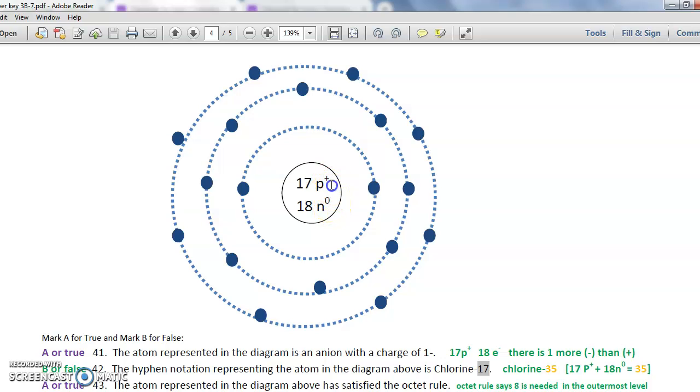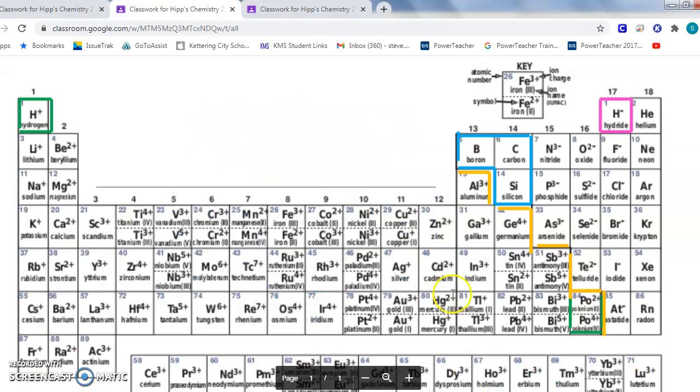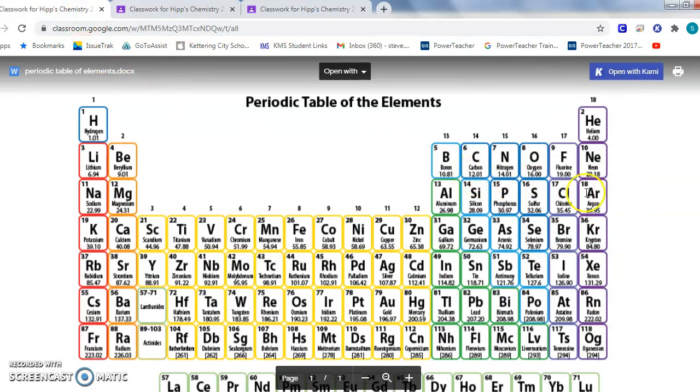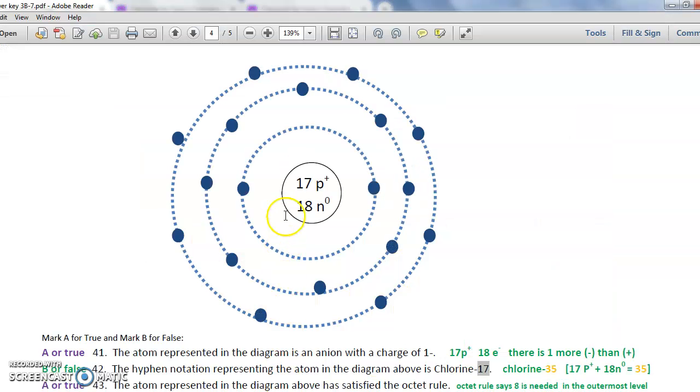Which of these numbers tells us what the element is? Number 17. 17 protons does. So this is atomic number 17. So who is this element in the picture? Number 17 is chlorine. There are 35 nucleons. So the mass number is 35.